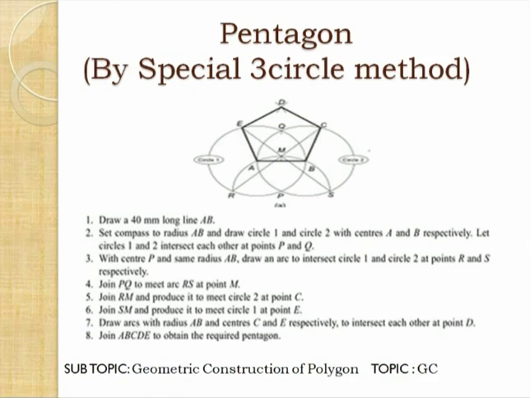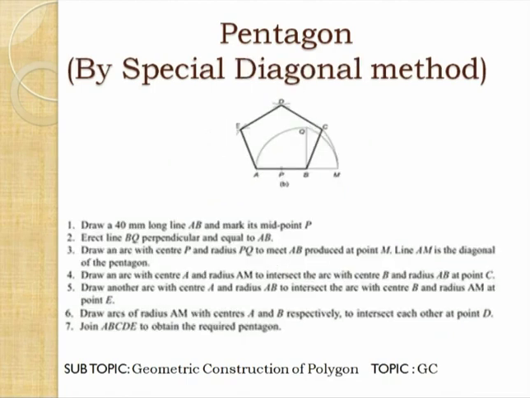So we can join now B with C, A with E. Now taking E as center and radius equal to AB, you draw an arc. Then taking center C and the same radius, you draw another arc, intersecting at point D. So in this way we can draw the pentagon when we are knowing the length of the side. This method is called the three circle method because we are drawing three circles in the geometrical construction. So it is called the three circle method.